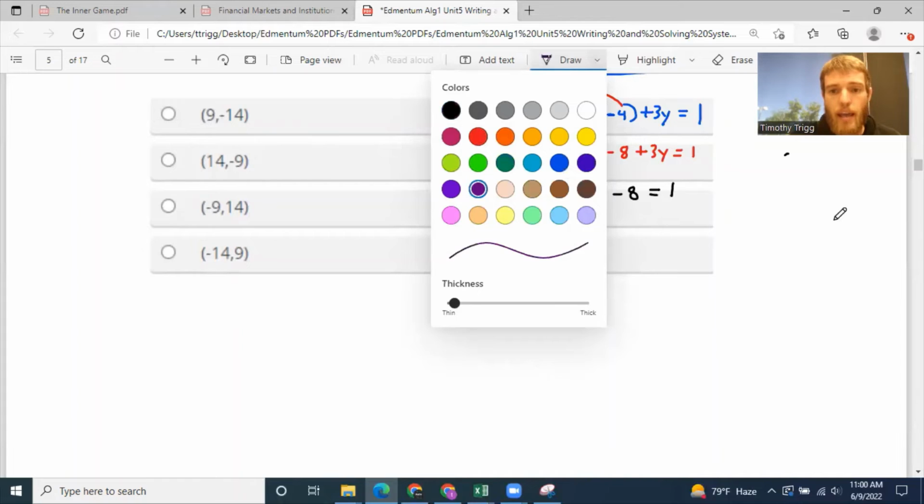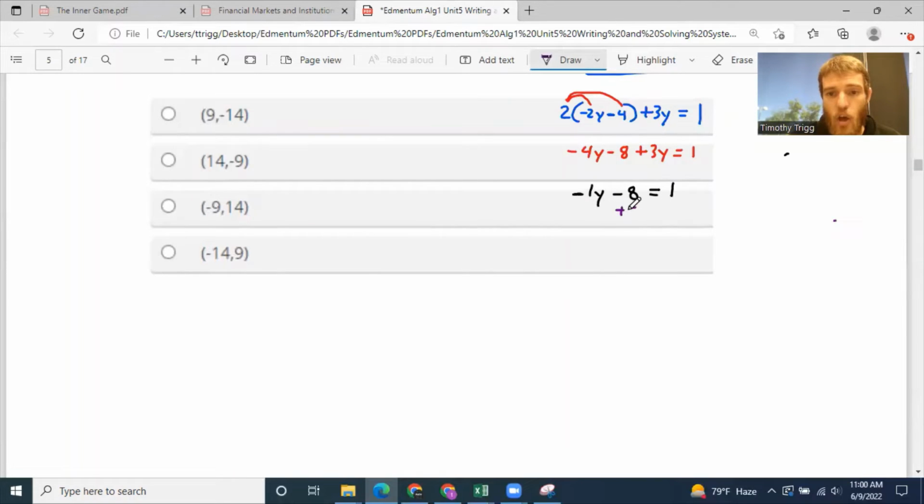Let's go ahead and add 8 to help us solve for y. We're going to add 8 to both sides, giving us negative 1y equals 1 plus 8, which is 9. Lastly, to solve for y, we're going to divide by -1 on both sides of the equation, giving us that y is -9. So now we know our y value is -9.